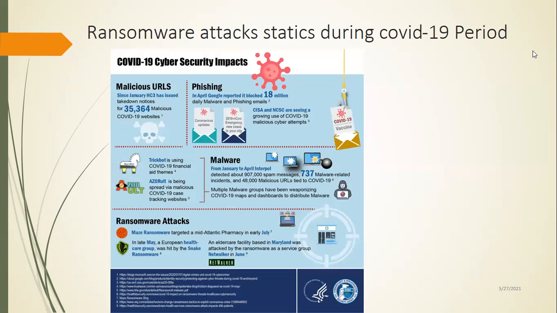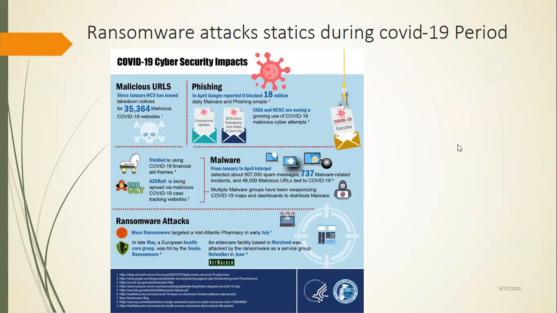So this is ransomware attacks during the COVID-19 period. Since January, HC3 has issued takedown notices for 35,364 malicious COVID-19 websites. In April, Google reported it blocked 18 million daily malware and phishing emails. CISA and NCSC are seeing a growing use of COVID-19 malicious cyber attempts. Mostly people in the West are the ones being affected, where the government is using the COVID-19 approach to communicate with the citizens.